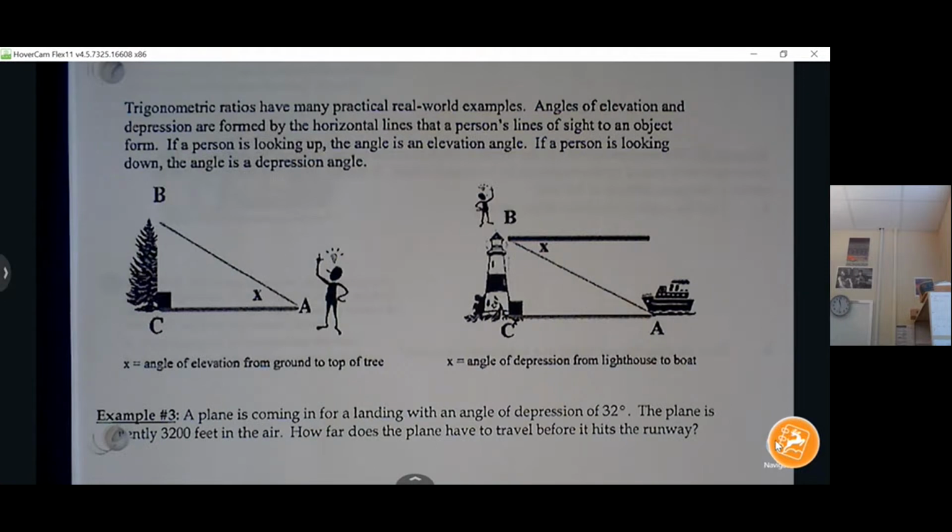Trig ratios have many practical real-world examples. Angles of elevation and depression are formed by horizontal lines and a person's line of sight to an object. If a person is looking up, the angle of elevation is this angle here, right? So a person standing here, the angle of elevation is the one that is going up. If a person is looking down, the angle of depression is this angle, from this person's perspective.